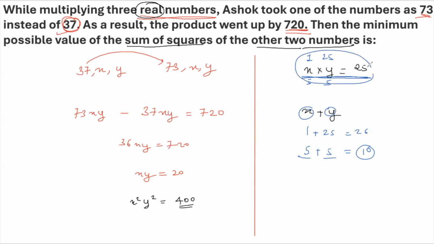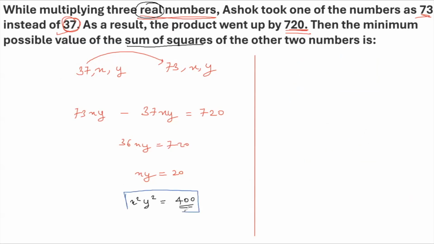So product being constant, if I have to minimize the sum, I have to keep the numbers equal or as close as possible. So given that x square y square is 400, if I ask you what is the minimum value of x square plus y square, that will happen when these two numbers will both be equal, and that will be 20 each. So minimum value of x square plus y square is 20 plus 20, which is equal to 40. And that's the answer to your question, 40.